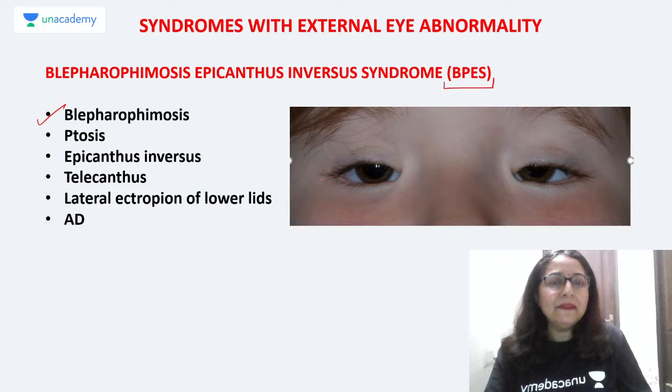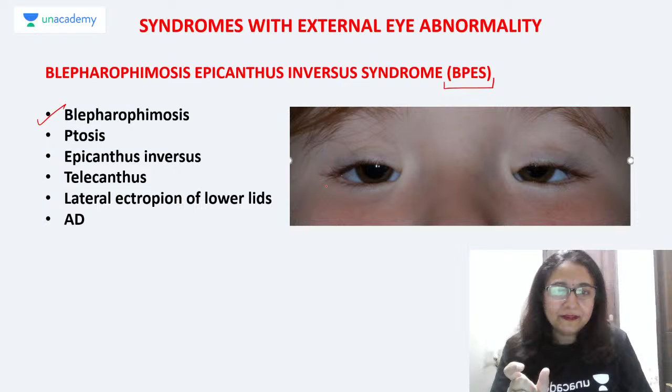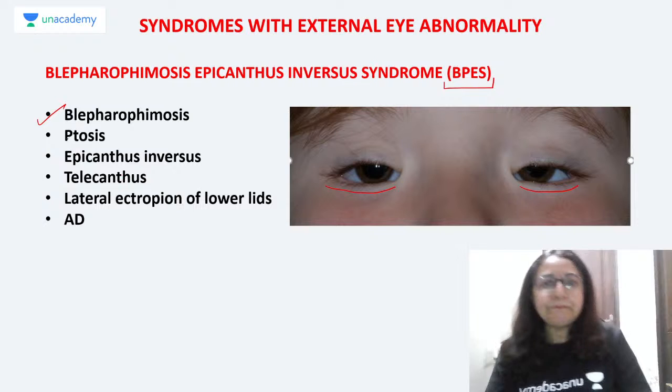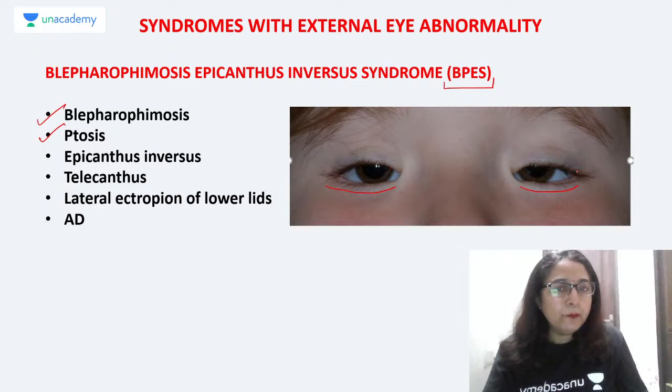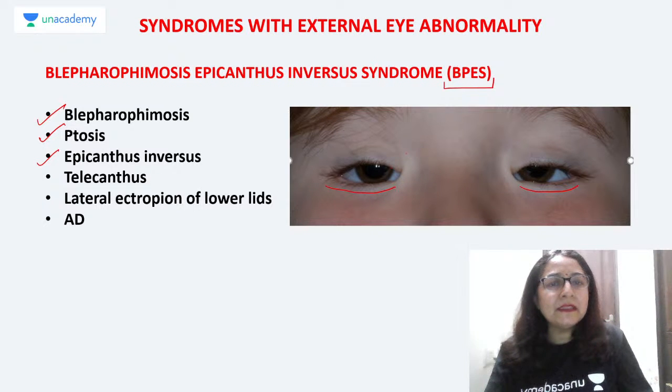There is blepharophimosis. Blepharophimosis means there is narrowing of the palpebral fissure. You can see the horizontal palpebral fissure is shortened, it is smaller. Then there is ptosis. We can see there is ptosis in both the eyes. Bilateral ptosis is there. The third important feature is the presence of epicanthus inversus.